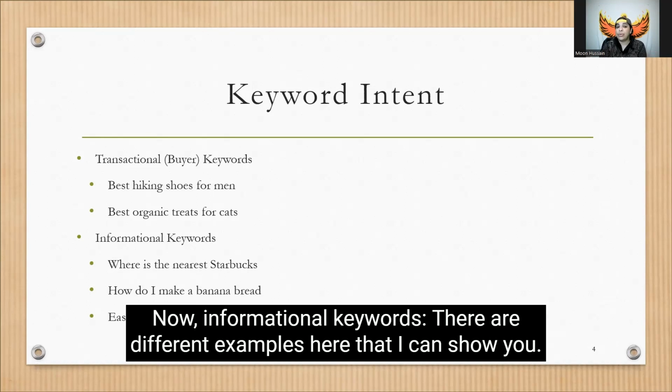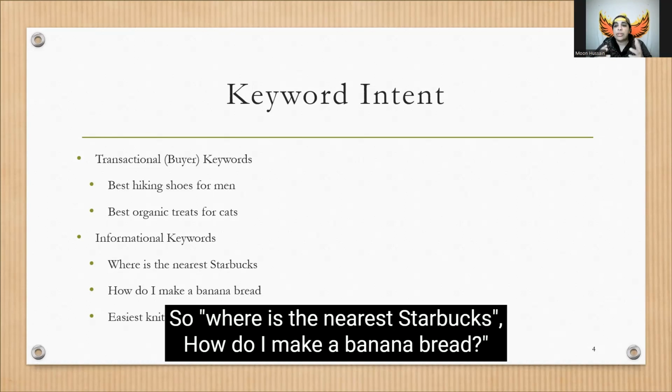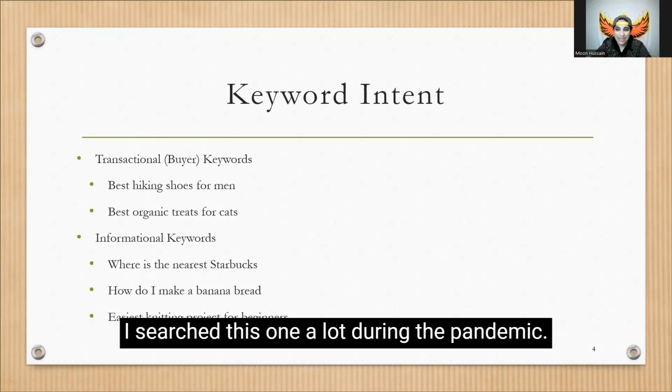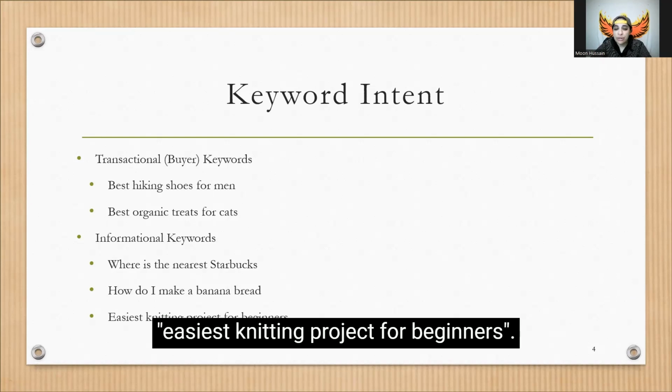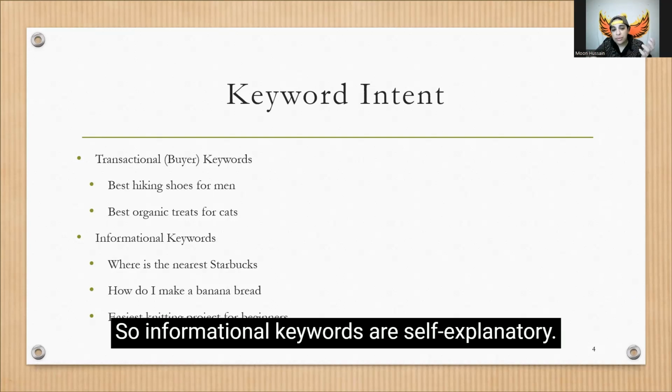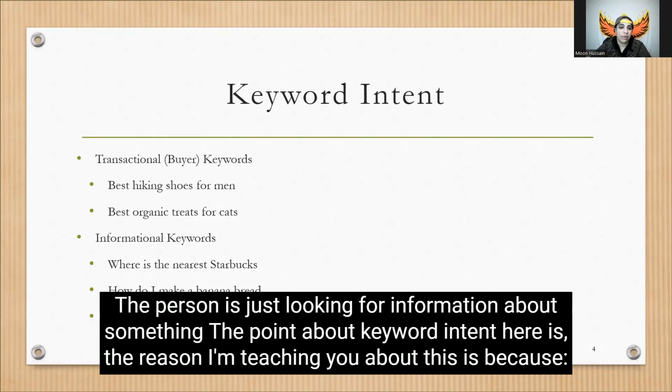Now, informational keywords, there are different examples here that I can show you. So, where is the nearest Starbucks? How do I make a banana bread? I searched this one a lot during the pandemic. Easiest knitting project for beginners. So informational keywords are self-explanatory. The person is just looking for information about something.